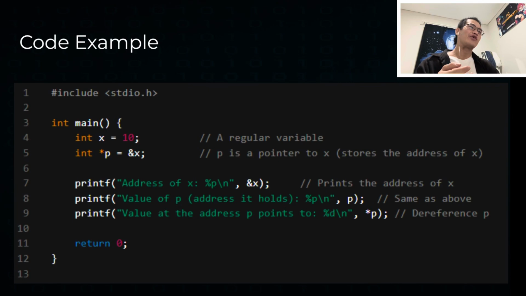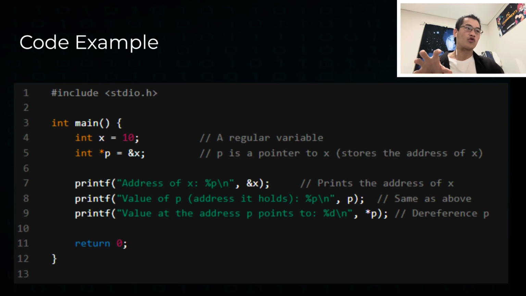Now, here in the code example I provided, if you look at line 4, I'm just declaring my normal variable. And if I want to declare a pointer variable, I have to use the asterisk symbol. So here I just put in *p as my pointer. The asterisk before p basically indicates p is a pointer.